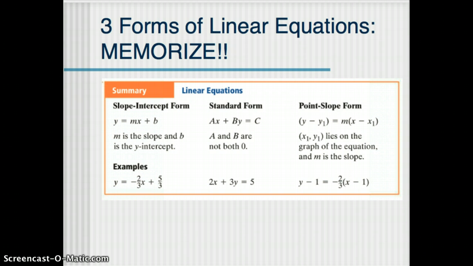Point slope form, it's y minus y sub 1, parentheses are optional on the y side, equals m times the quantity x minus x sub 1. And things to know, x sub 1, y sub 1, that's a point on the line. It lies on the graph of the equation. m is the slope. You should know those things about your linear equations. I would try my best to memorize those if I were you. So yeah, teacher says this is important.